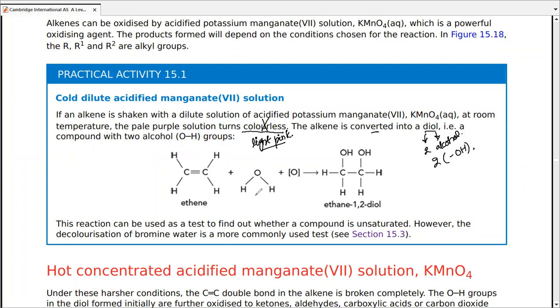Ethene is reacting with water in the presence of this. Now, this is the oxidizing agent, which is providing the oxygen. This water is actually representing the dilute part because we have used water to dilute it, and the product is ethane-1,2-diol.